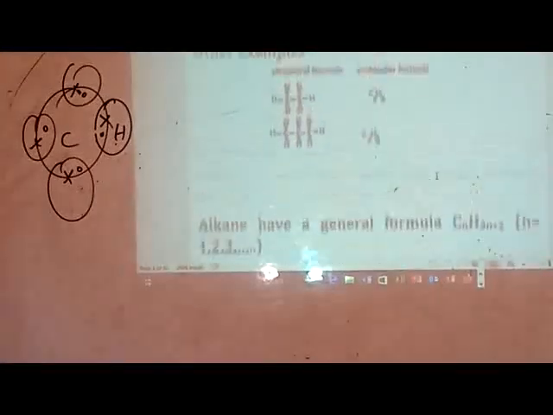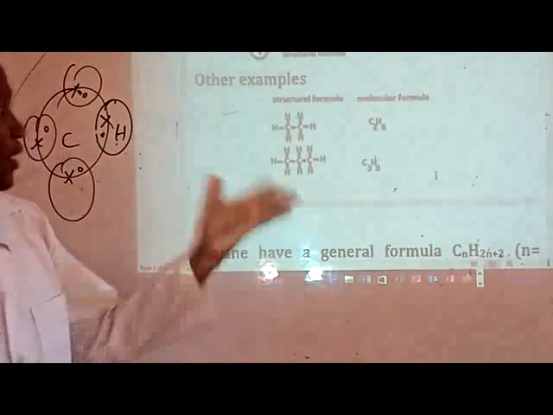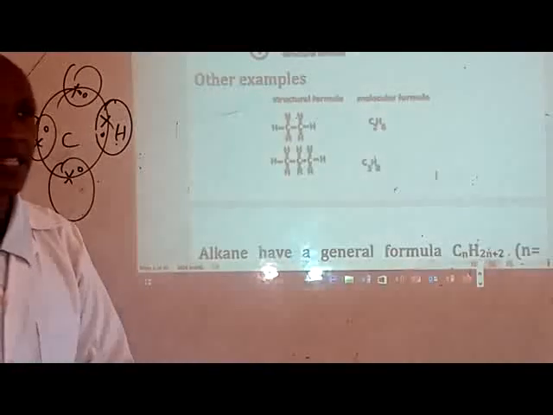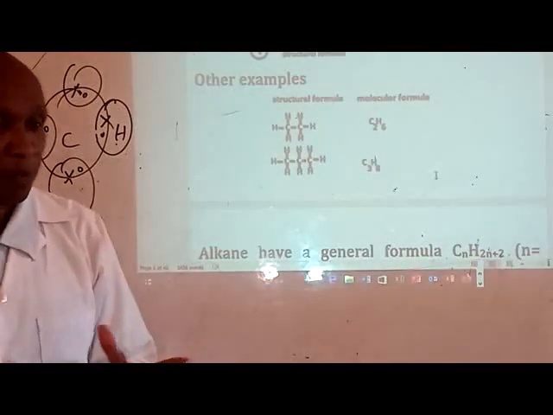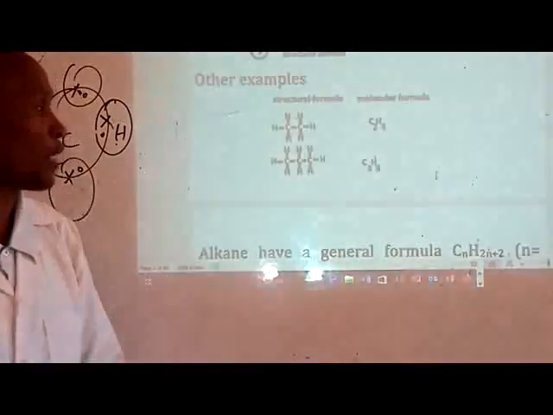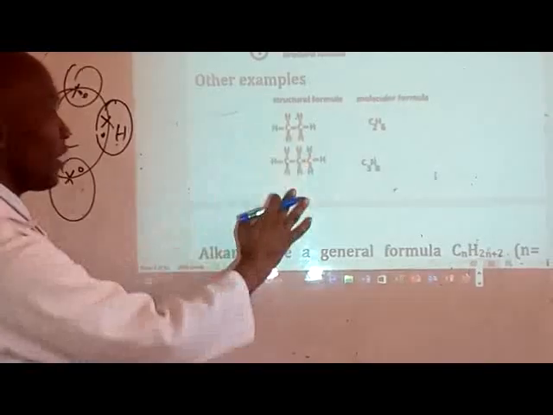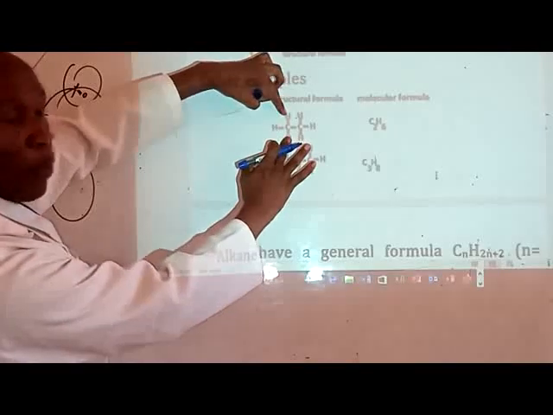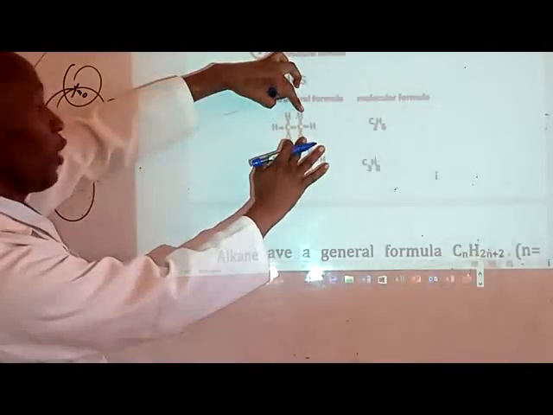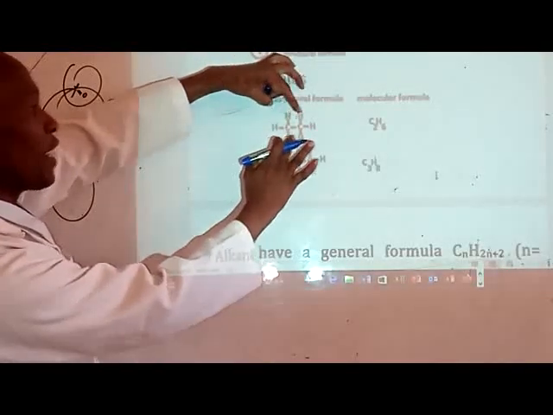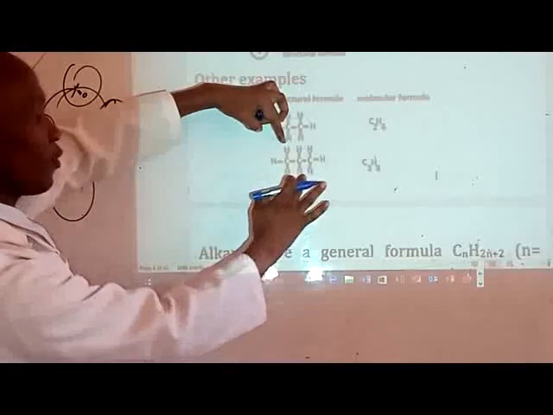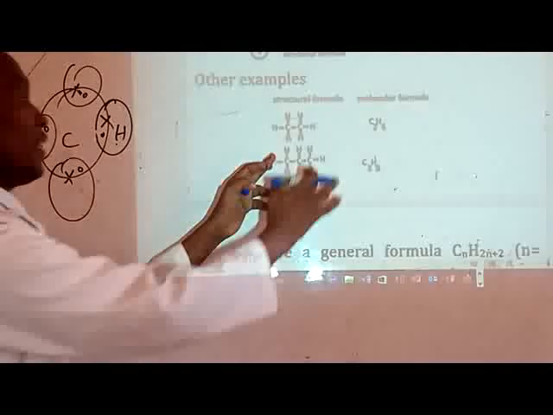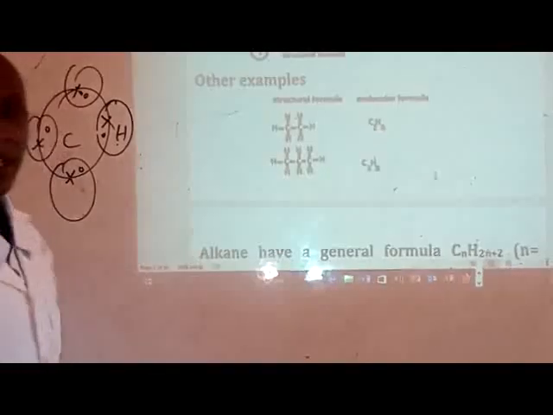Now let's look at this structure and then try to come up with the general formula of the alkanes. A general formula shall belong to the whole of that homologous series. When you look at this structure, each carbon atom is bonded to two hydrogens. Each carbon atom is bonded to 2 hydrogens, and then you have the 2 hydrogens at the end of the structure.